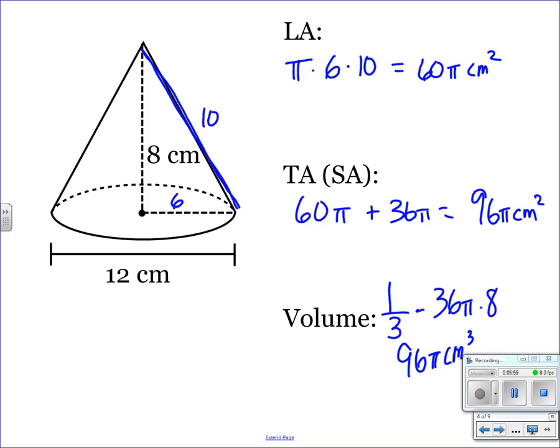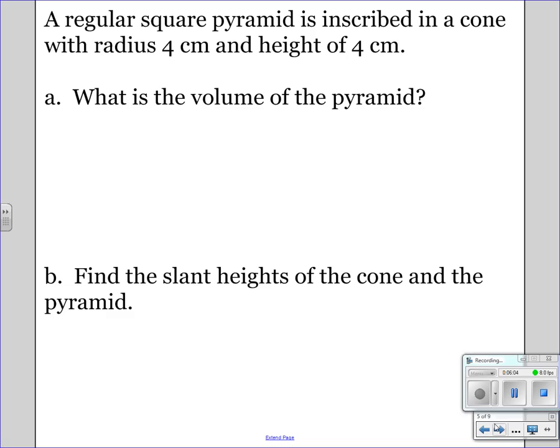Right, so those were two basic examples. Some more challenging examples. A regular square pyramid is inscribed in a cone with radius of 4 and height of 4. What is the volume of the pyramid? Okay, so I'm going to try and draw this as best I can. You have a cone, and inside of that cone, we have a square pyramid.